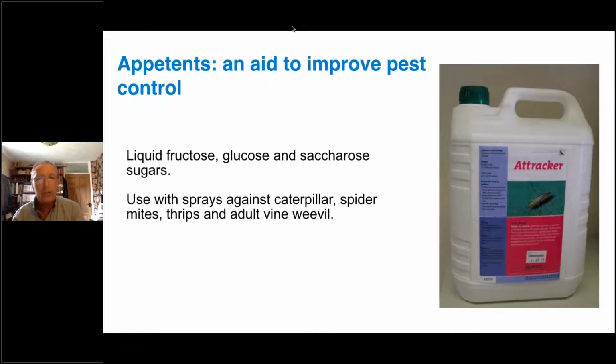So if you mix Atraca with any pesticide aimed at thrips, spider mites, caterpillars, sawflies, vine weevils, you will improve the efficacy of your product. So Atraca is a very useful addition into the armory to control those particular pests, but you add it to any pesticide aimed at those pests. No benefit to adding it to aphid control or other things like that, or leafhopper or whitefly, but certainly for pests such as these, a great benefit.